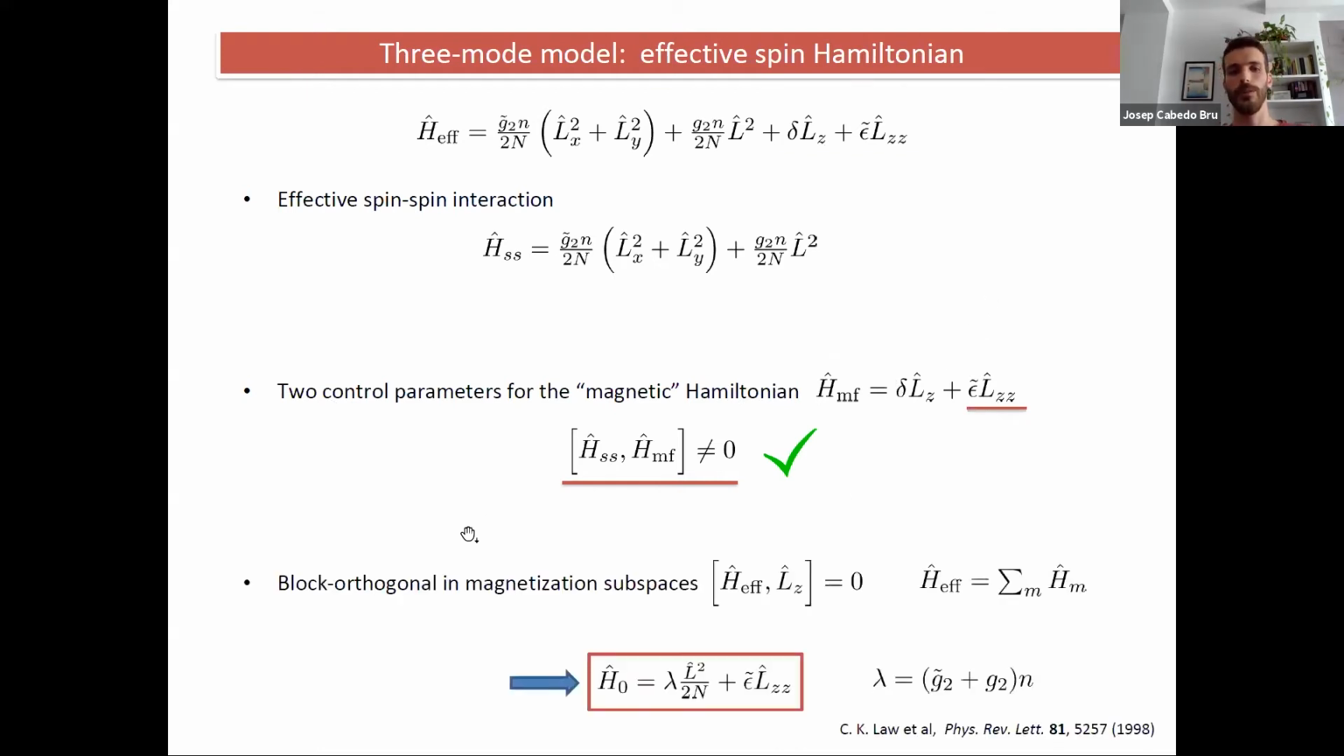And finally, the total Hamiltonian preserves the magnetization of the system, so it's block orthogonal in magnetization subspaces. And we can go to the subspace of zero magnetization. There, the two contributions to the spin-spin interaction can be grouped into a single term, and we recover this effective Hamiltonian that has the same form as the one describing spin dynamics in a spinor condensate.